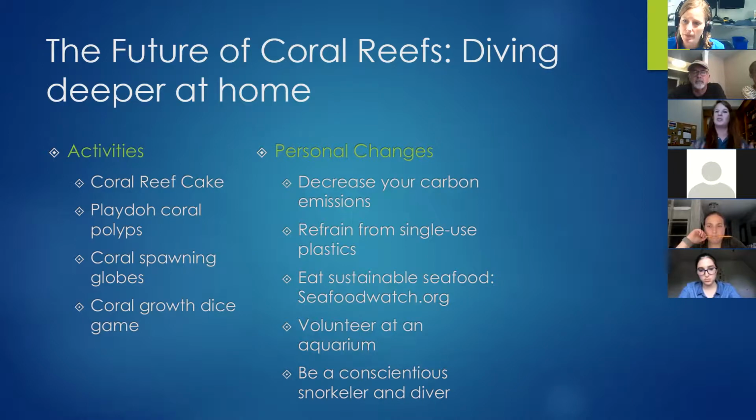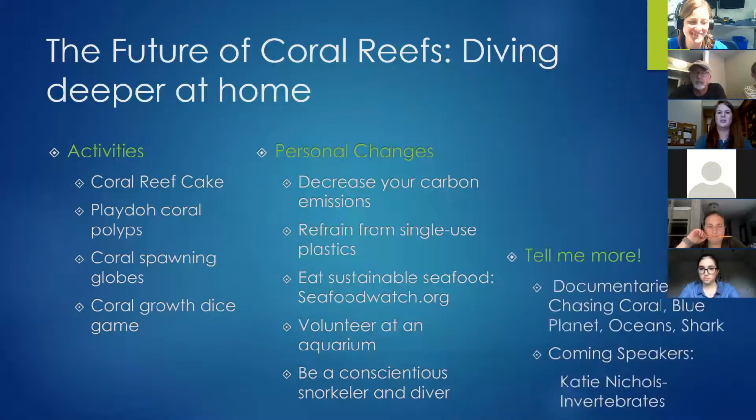Refrain from touching the reef with your hands or standing on the reef. We just want to let the coral be and reduce its stress.